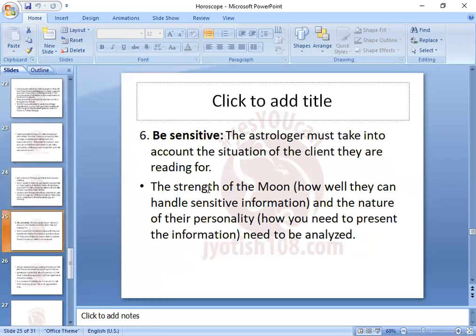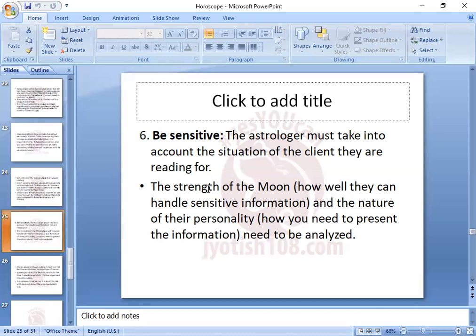There are a lot of astrologers who are very insensitive in the way they speak, and this is a crime. I'll call this a crime because a person will come to you only when he or she is very, very troubled. Otherwise, no one goes to an astrologer just for the sake of going there. Only if a person is troubled by something or by someone will that person come to an astrologer. So you must be very, very sensitive to the situation of the client. The strength of the Moon, how well they can handle sensitive information, and the nature of their personality, and how you need to present the information, needs to be analyzed.